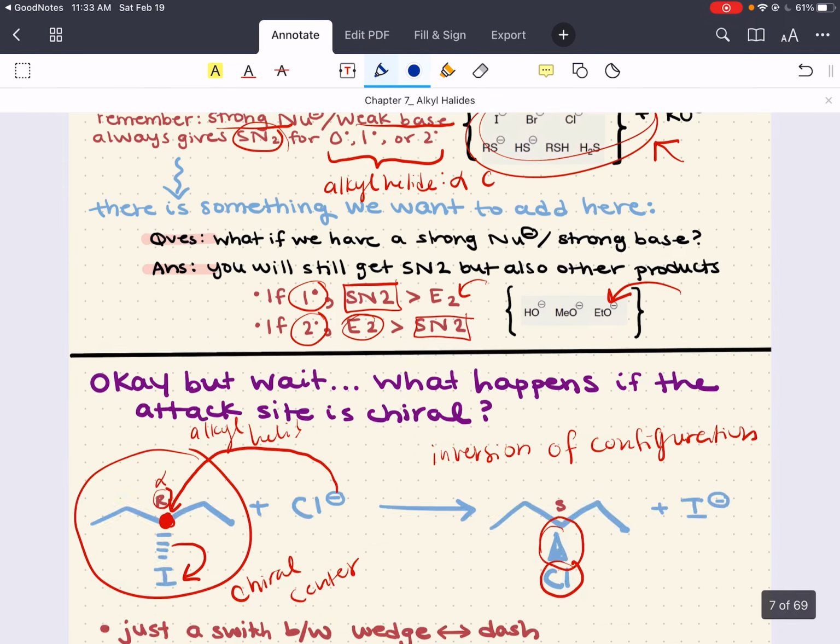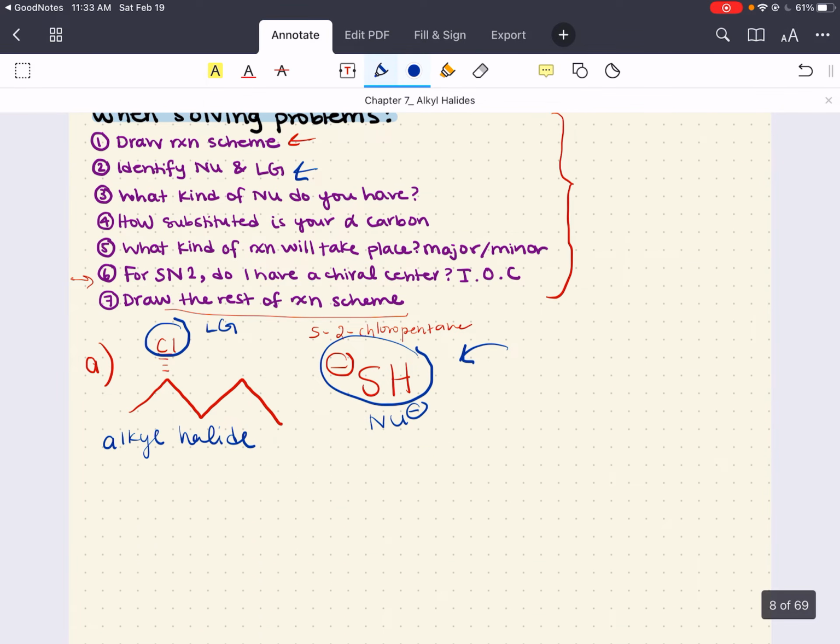We're going to scroll all the way back down here and write that. This is a strong nucleophile, weak base. Fantastic. These first three steps are done. Let's look at step 4. How substituted is our alpha carbon?